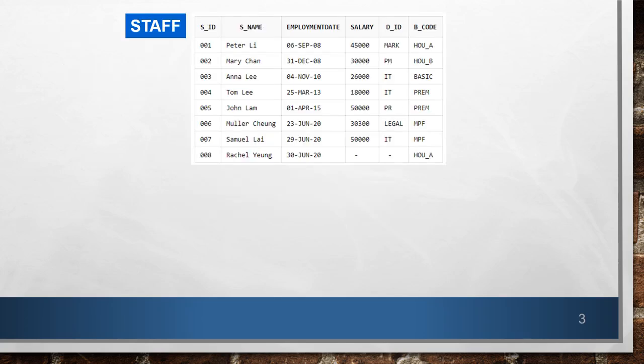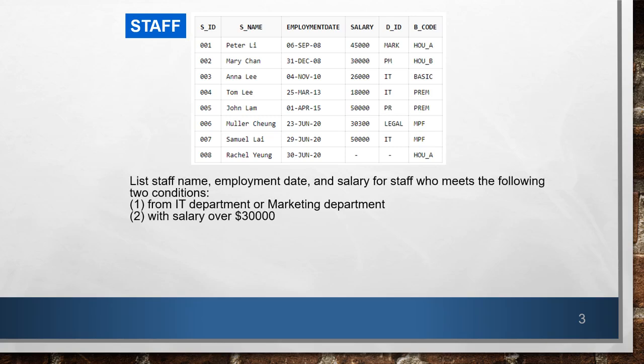Suppose we are working with the staff table, and we want to list the staff who meet two conditions. The first condition is that the staff comes from the IT department or marketing department. The second condition is that the staff has a salary over $30,000. The results will include the staff name, employment date, and salary.